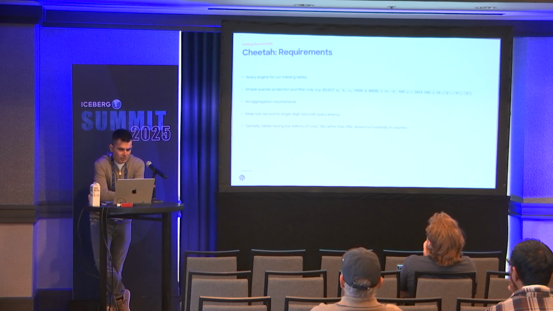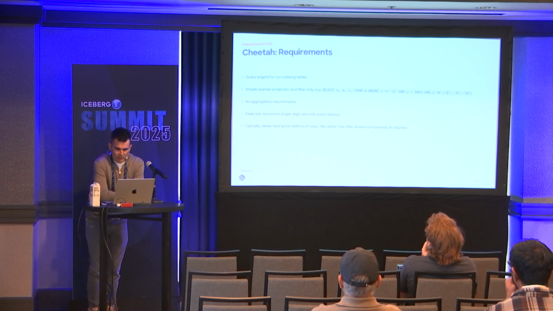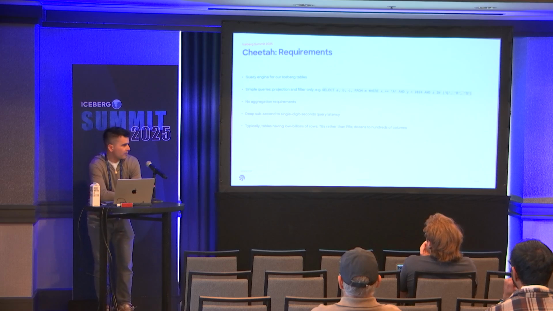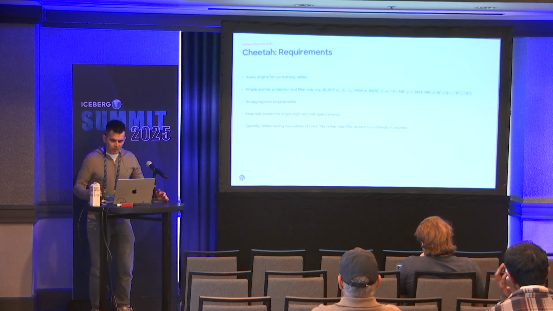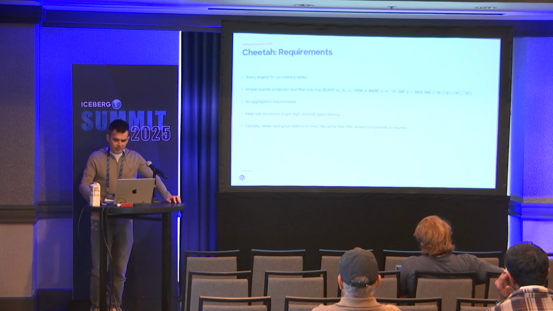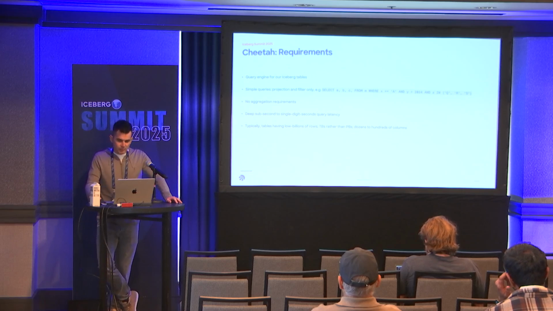Cheetah, so the requirements: we were looking for a query engine for our Iceberg tables. We only needed to handle simple queries with no aggregation really, but we had quite tight latency requirements. So the faster the better really. My users start to get unhappy when queries take longer than a couple of seconds. And initially we took an interim approach of embedding PyIceberg within our existing Python API service. But as a Rust developer, I wanted to see if there was a Rust equivalent of PyIceberg that I could use to potentially build something with Rust instead.